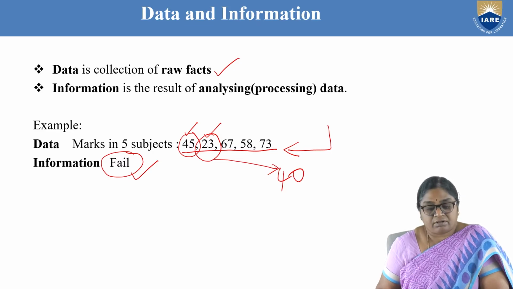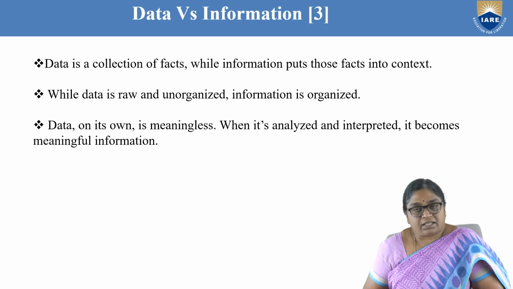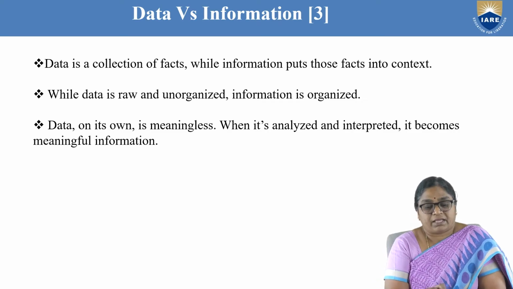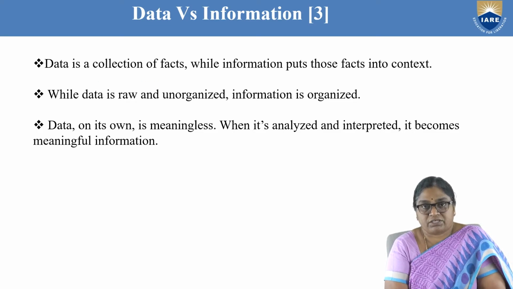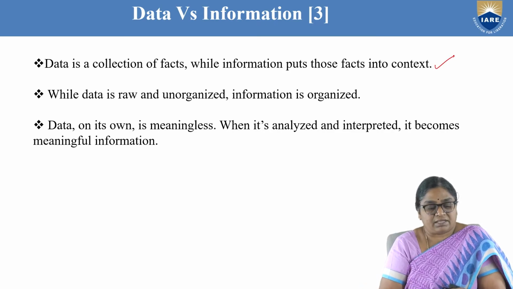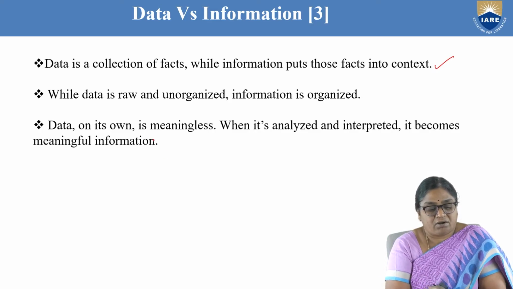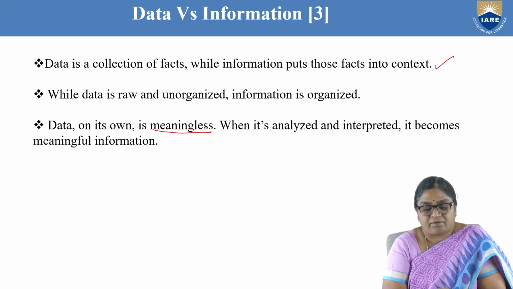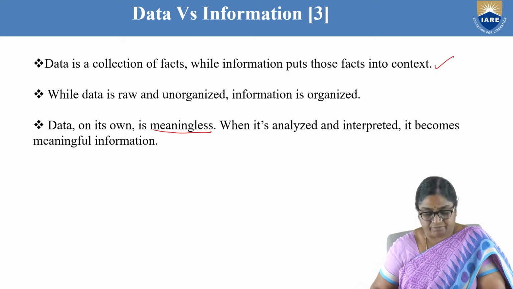Similarly, we can check other variations. Data versus information. Data is collection of raw facts, while information puts those facts into some context. What we have seen in the earlier example. Second variation is while data is raw and unorganized, information is organized. Data on its own is meaningless. When it is analyzed and interpreted, it becomes meaningful information.